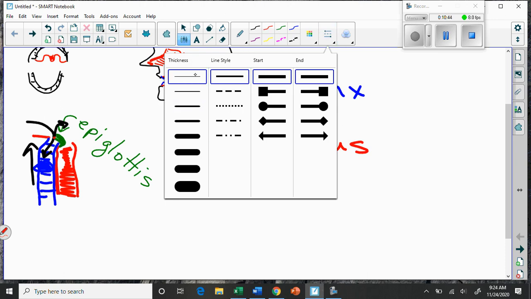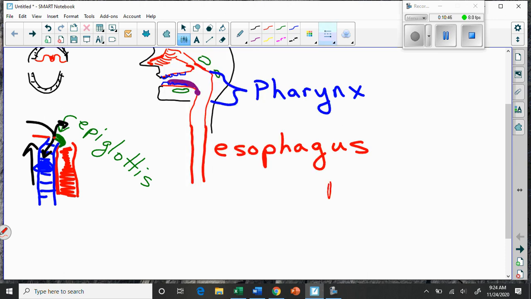I'll write that down. Peristalsis. And it's a rhythmic contraction of the smooth muscles that line the esophagus. And of course, the job of those muscles is to push the little chunk of food all the way down.